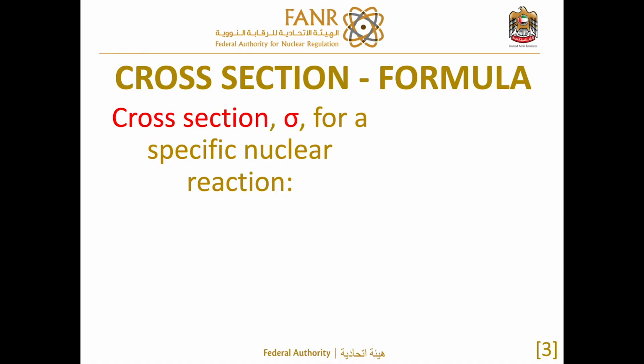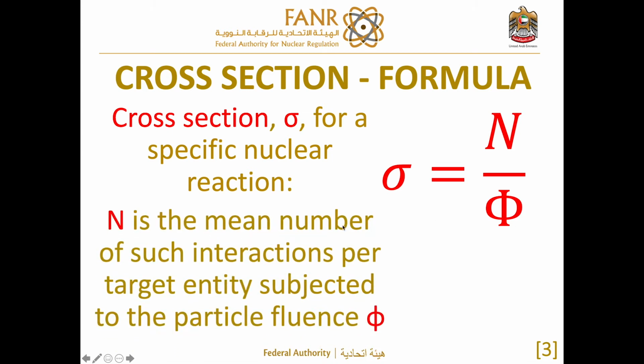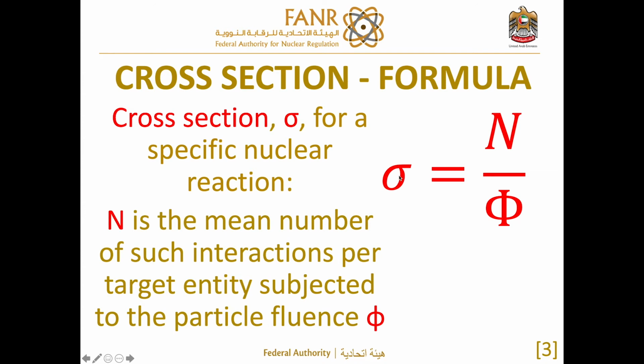The cross-section sigma for a specific nuclear reaction is the ratio between n and phi, where n is the mean number of such interactions per target entity subjected to the particle fluence phi. Now, remember, the product of phi by sigma is the mean number of interactions, so we can define sigma as the ratio between the number of interactions and the incoming particle fluence.